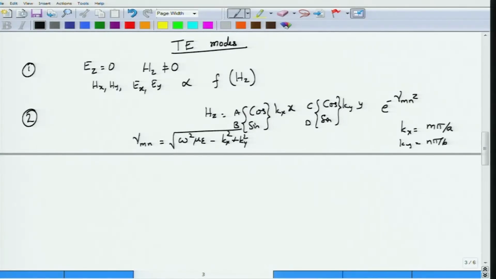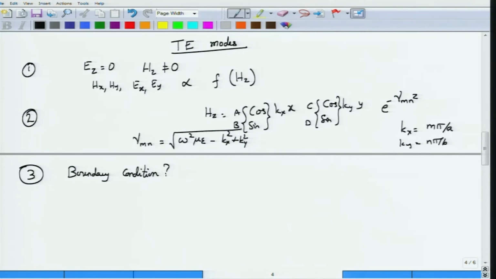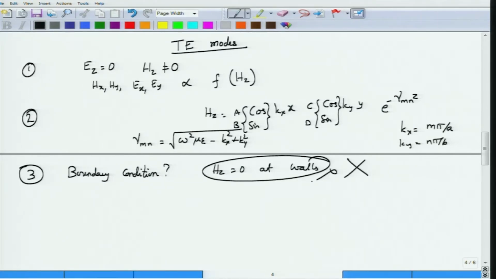Now we run into a small problem. What is the problem? Well, let us try to apply the boundary condition for Hz. What should the boundary condition for Hz be? Does Hz go to 0 at the walls? No, this is wrong, because Hz happens to be the longitudinal component for the walls, and those components, or the tangential components, will not go to 0 at the waveguide walls.